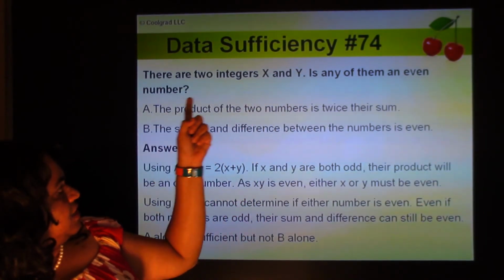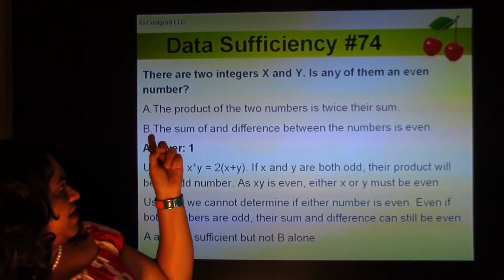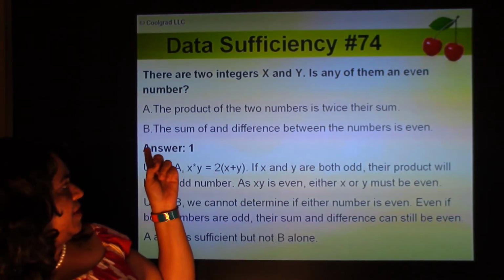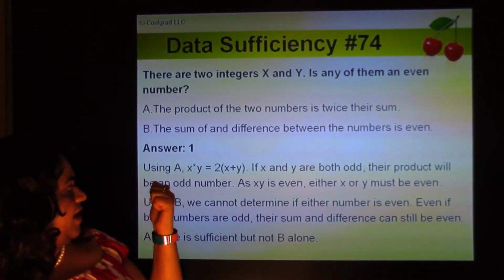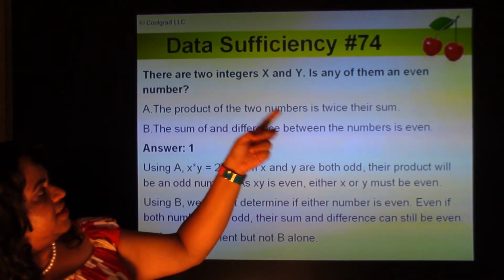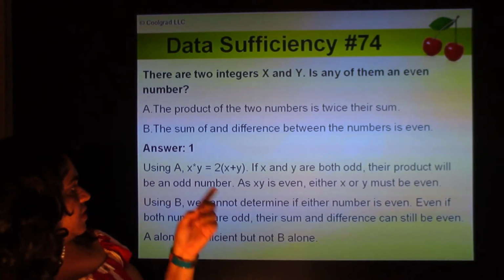Question 74. There are two integers x and y. Is any of them an even number? Statement A. The product of the two numbers is twice their sum. Statement B. The sum of and difference between the numbers is even. Using A. So x and y are integers. Is any of them an even number? That's all we have to find out. We don't have to solve for the number.